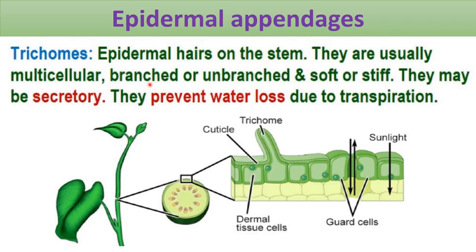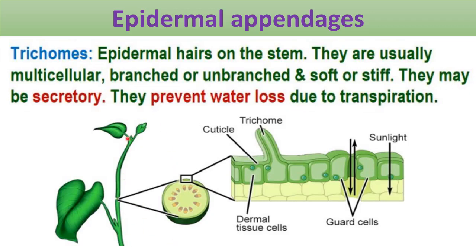These are branched. Root hairs are not branched, but trichomes can be branched or unbranched, and soft or stiff, right? They may be secretory, so this is a function of trichomes. Their function is to secrete some substances from the stem of the plant. They also prevent water loss due to transpiration, so this is another function. So these two are functions of trichomes.